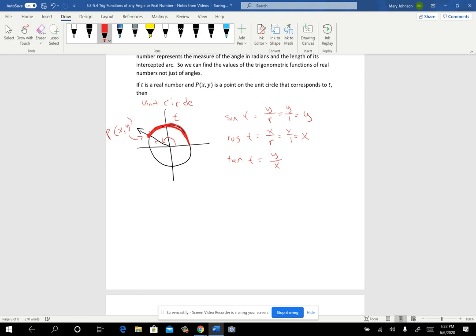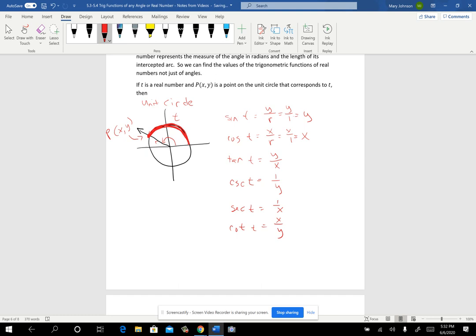Okay. And then, of course, if we did cosecant, we would just do the reciprocal of sine, but it would be 1 over y because it's a unit circle, so r is 1. And then secant goes with cosine, so it would be 1 over x. And then cotangent is the reciprocal of tangent, so you just flip over those. And so it's like we're just redefining the trig functions, kind of simplifying them a little bit.